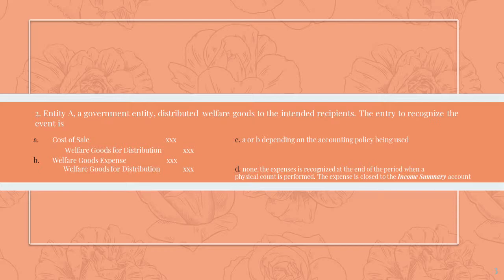The expense is recognized at the end of the period when the physical count is performed. The expense is closed to the income summary account. The answer is letter B. For the recognition of an expense of an inventory, we should debit the welfare goods expense and credit the welfare goods for distribution.